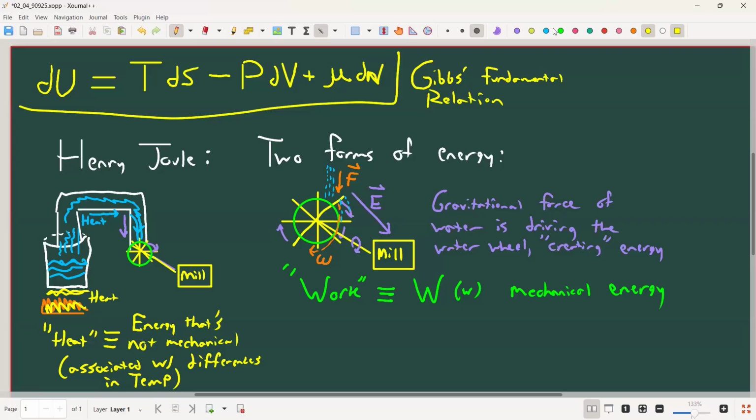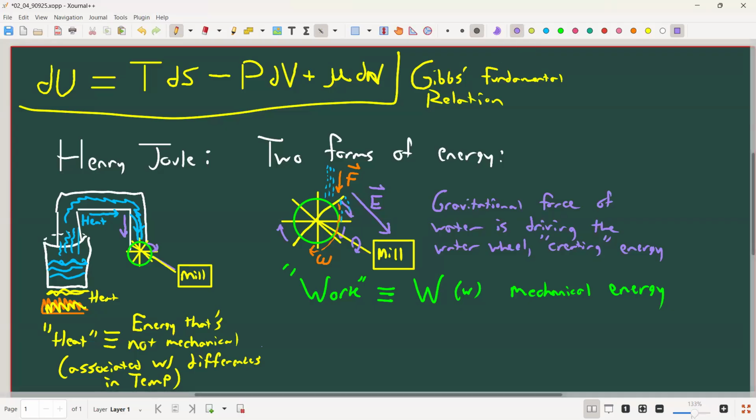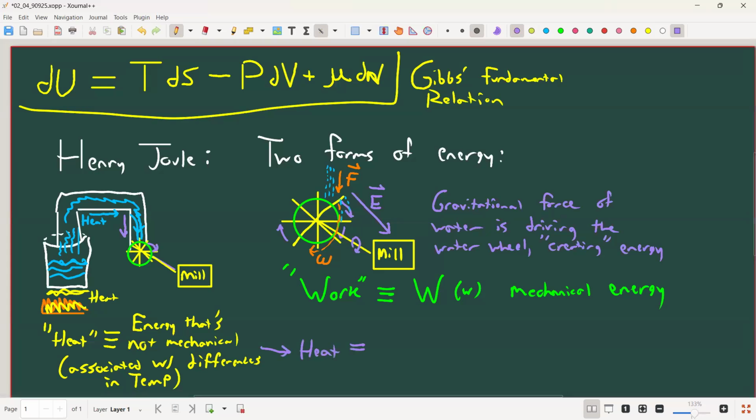And Joule labels heat with a different letter. He doesn't use H, unfortunately. So for heat, we often use the label Q for heat.